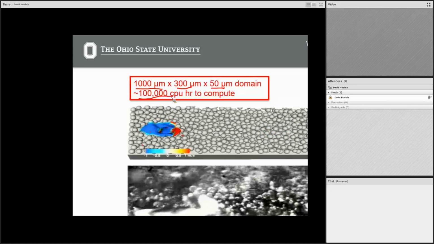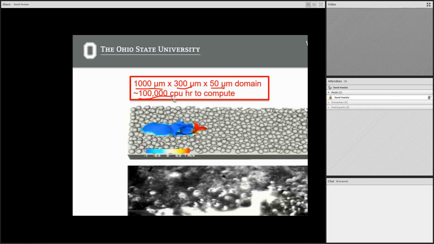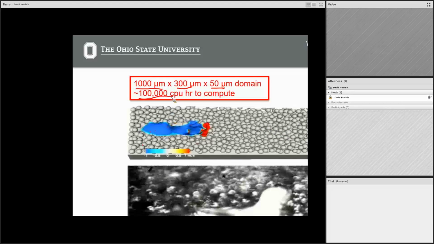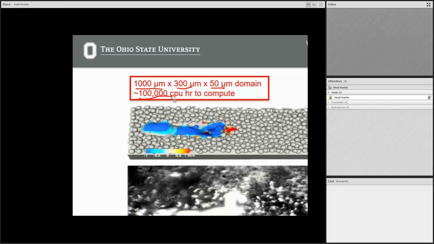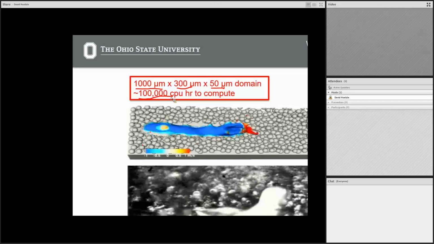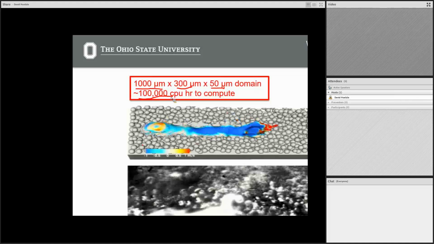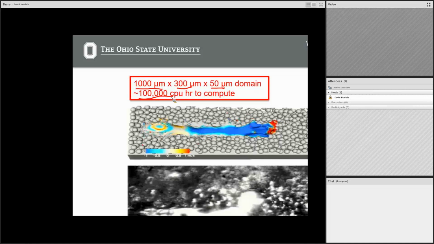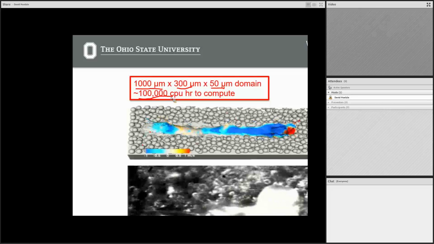So this is not like you can simulate an entire build using this, right? This is not a part. This is just a very, very small piece of material. So it's very computationally intensive to do this, but it does give us some understanding of the things that are going on in terms of the physics that are engaged here. Any questions about this computational model here in terms of the things going on?